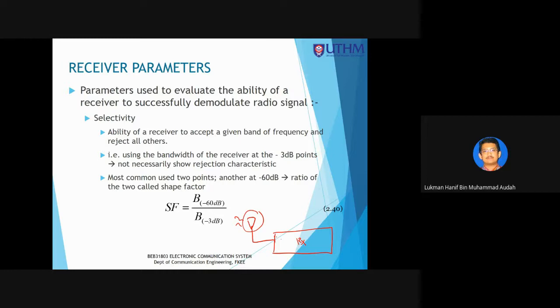That is the job of the tune circuit. Okay, so the ability of the receiver, through the tune circuit, to select the required frequency band and remove the others is what we call selectivity. The ability to choose, that is selectivity. Okay, and this selectivity has a parameter called the shape factor, which is the bandwidth at minus 60 dB divided by the bandwidth at minus 3 dB.